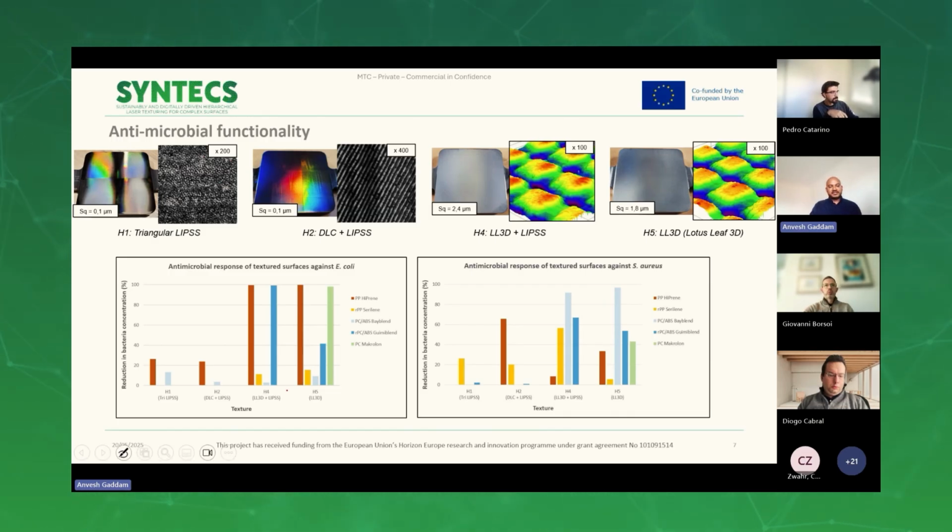As you can see from this slide, not all the textures and not all the polymers have given a good result. From our investigation, what we understand is that only two particular polymers, when we replicate with hierarchical texturing, have given more than 99% antimicrobial efficiency.